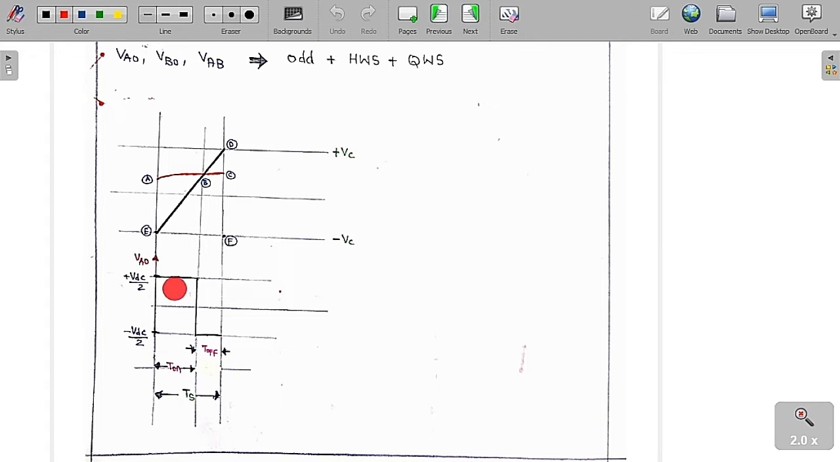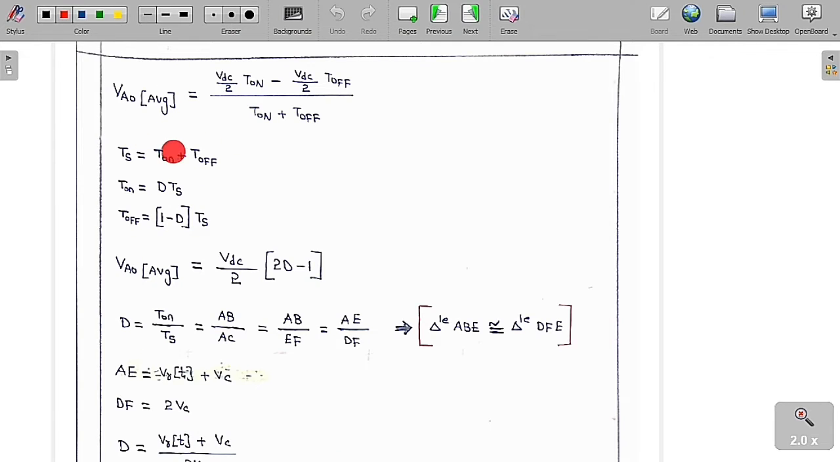So let me consider this period as T on and this is T off. So overall width is Ts. I want to find the average value of V0 in that section only. Therefore the area is plus VDC by 2 into T on minus VDC by 2 into T off. My total period is T on plus T off, so Ts is T on plus T off.